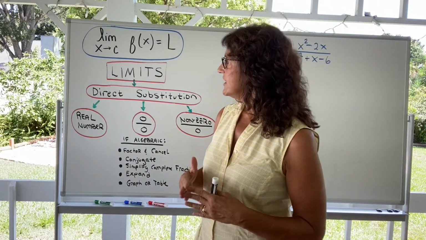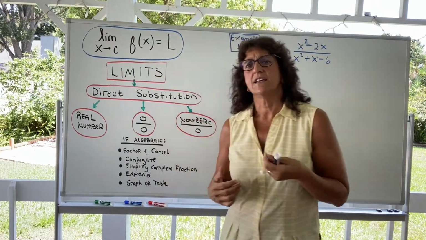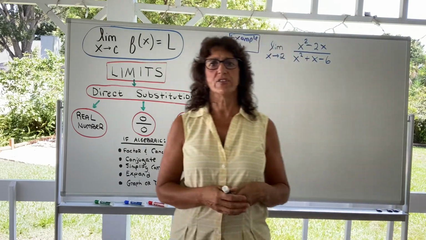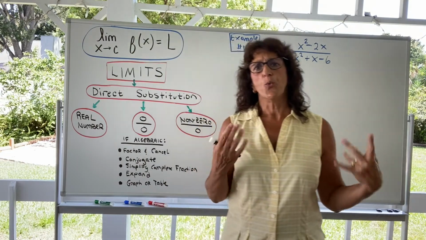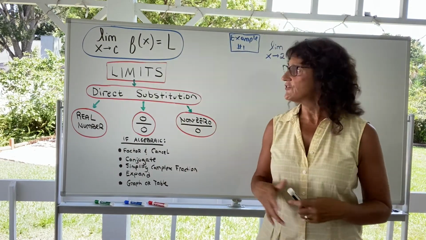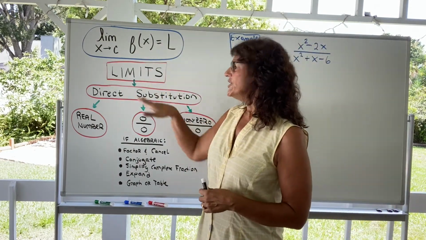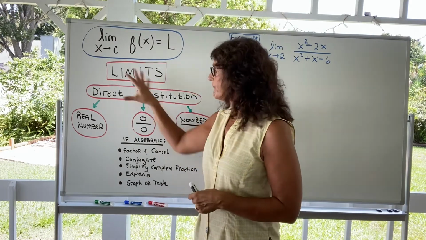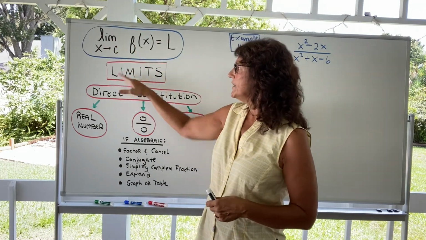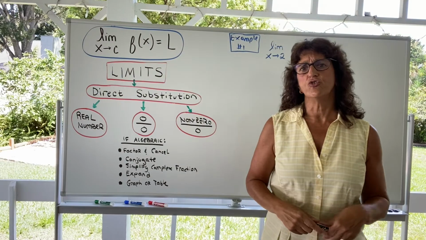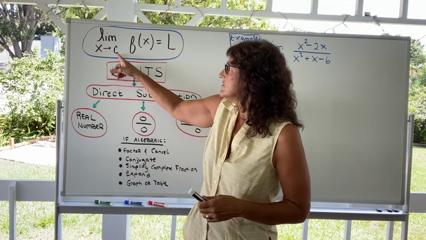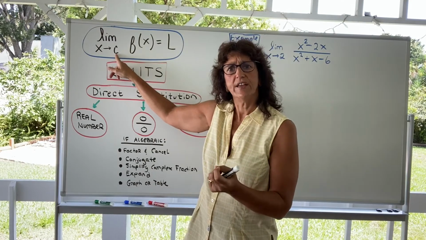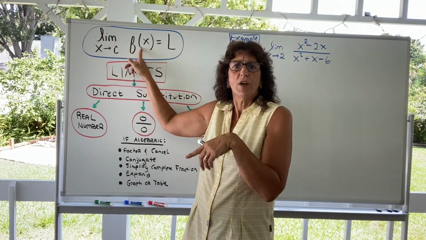So when you're evaluating limits analytically, you don't have a graph, you don't have a table, you just have an algebraic function, and you want to figure out where the y's are going, but you don't know what it looks like. Well, we're going to use the direct substitution principle. The first thing you do if you see a limit problem is use the direct substitution principle. All it does is tell you to take your c value, the number, and substitute it right into the function.